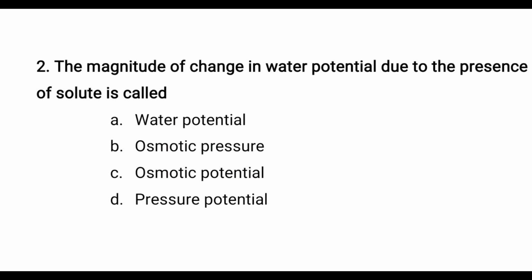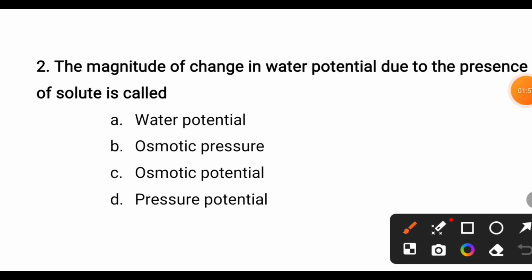Before going to solve the answer, you know one thing, that either ionic or non-ionic substances such as solutes, if they dissolve in pure water, then the water potential decreases. So the water potential value of pure water is 0. So the decreased value should be negative. So this decreased water potential is called solute potential, also called osmotic potential. So here osmotic potential is the correct answer.